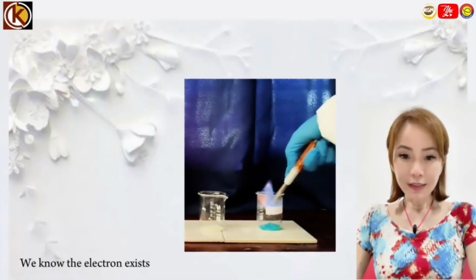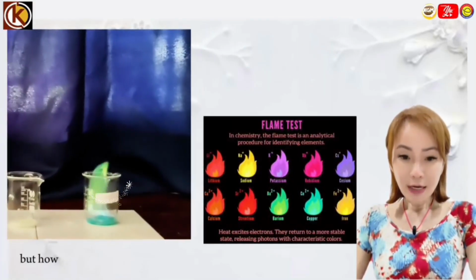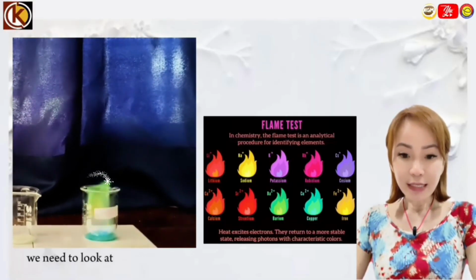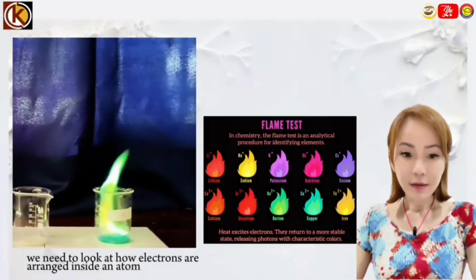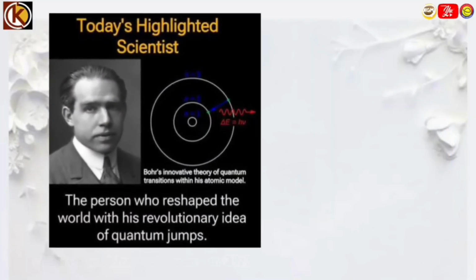We know the electron exists because of their effect, like flame's colors. But how exactly do these electrons produce these flame colors? To explain this, we need to look at how electrons are arranged inside an atom. This is where Niels Bohr came in 1930.